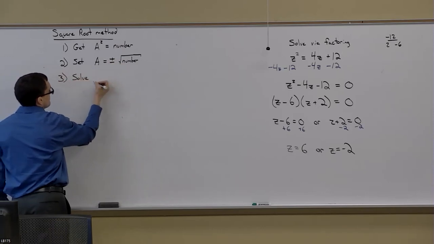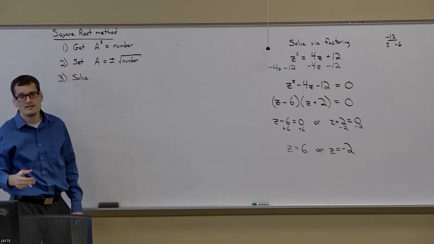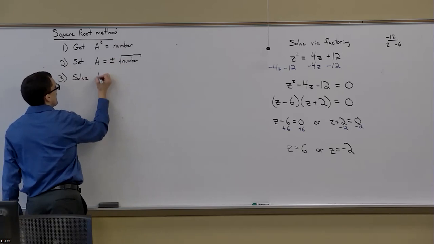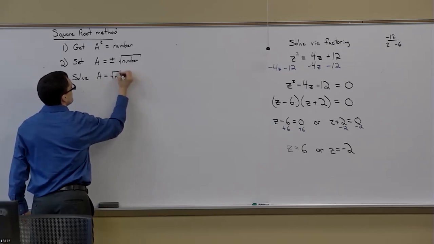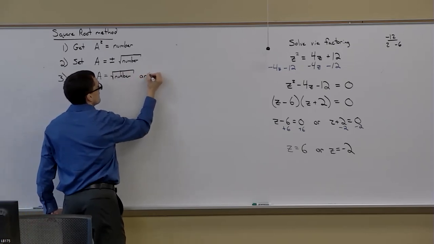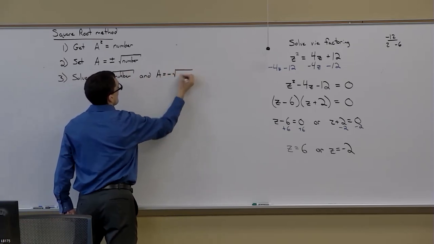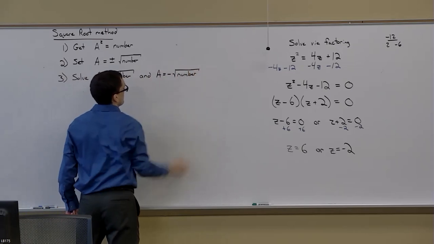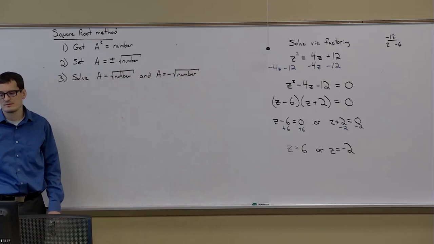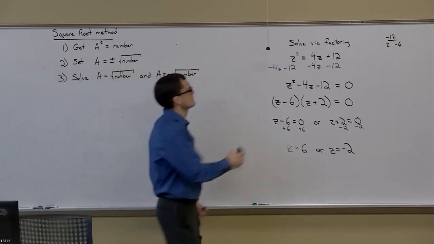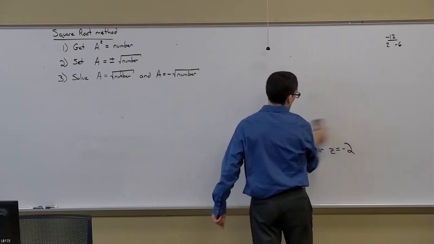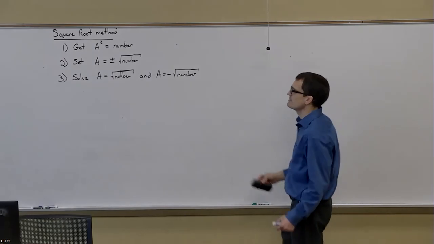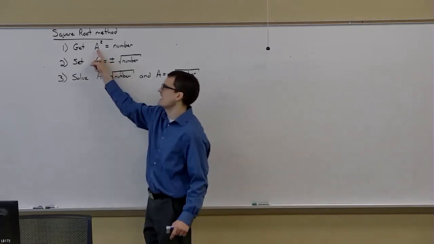And then lastly, so then I'm going to solve. If A is just a variable, then it's basically solved already. But if A has something more involved, so then I'll solve A as the positive square root of the number, and solve the other one, A as being the negative square root of that number. Now, this square root method really comes in handy when I already have something squared where my variable is inside of here.